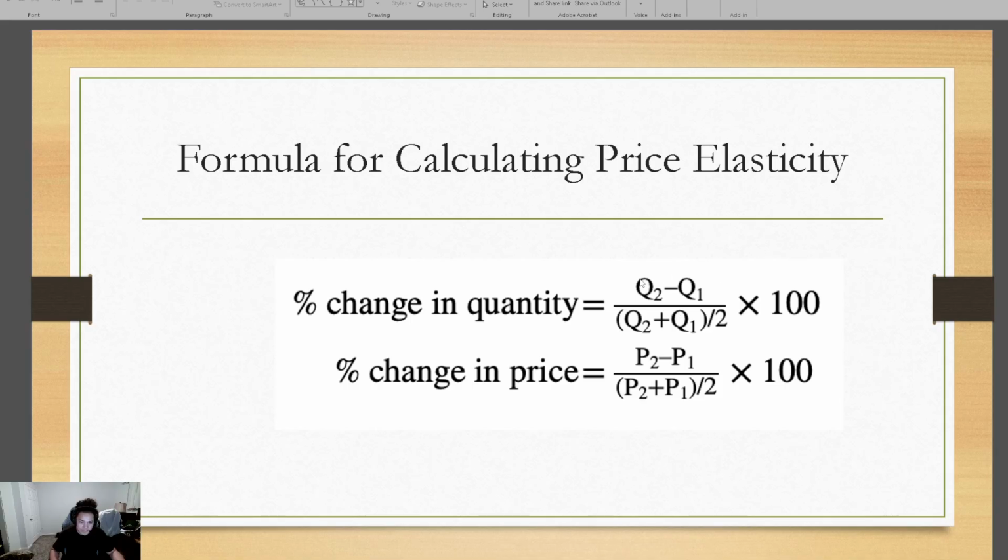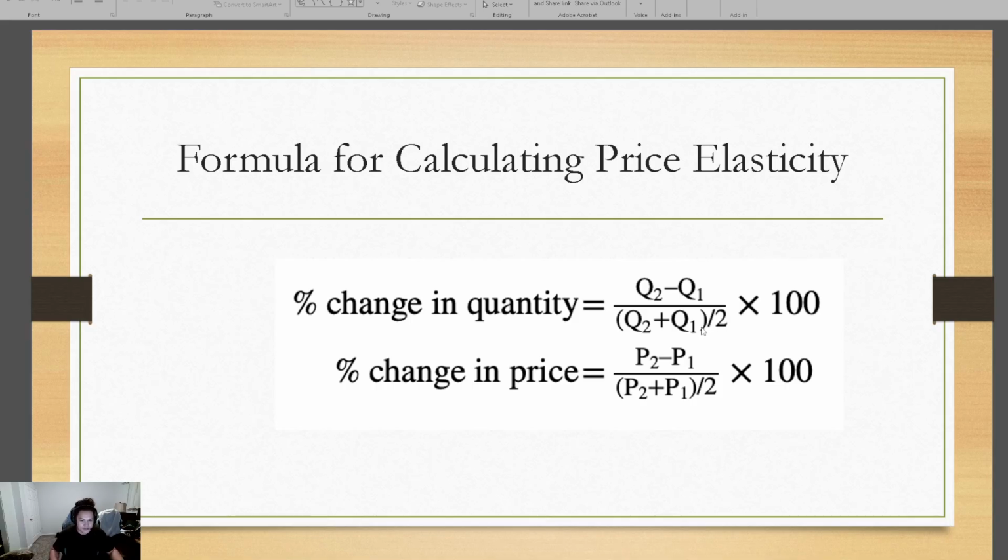So we have essentially two pieces of information in our numerator, our first or second quantity and our first quantity, and then two pieces of information in our denominator, our second price and our first price. And both of them take the same form. It's our Q2 minus Q1 divided by, and then you'll note here, it looks similar, but it's our Q2 plus Q1, and we divide that by 2.